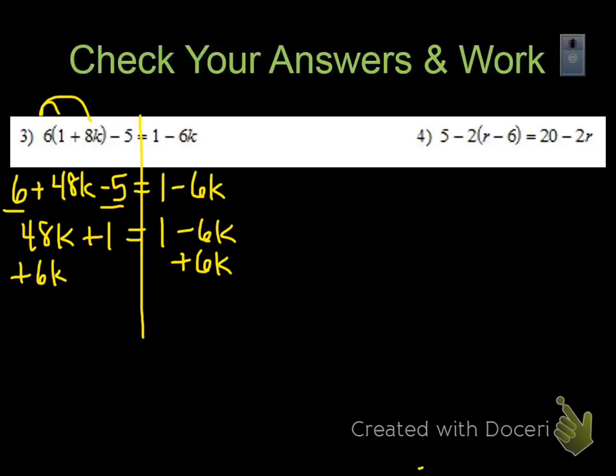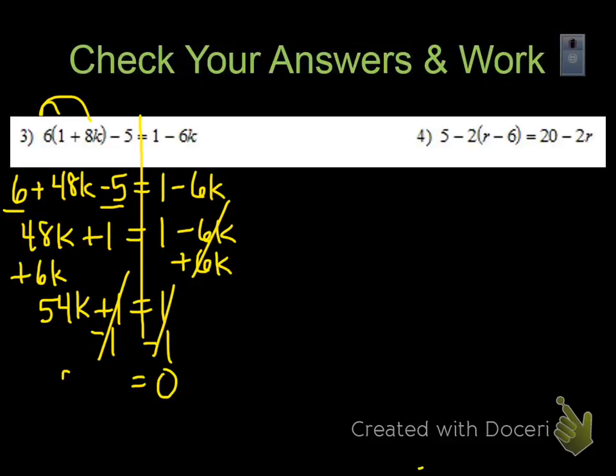If I do that, on the right-hand side, they cancel out. And on the left-hand side, I have 54k plus 1 equals 1. Okay, I'm going to subtract 1 from the left-hand side to cancel that out. Subtract 1 on the right. That also cancels out, so that makes 0. So 54k equals 0. I'm going to divide by 54 to get k by itself, and k equals 0.